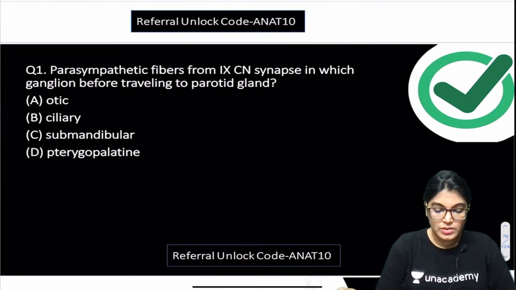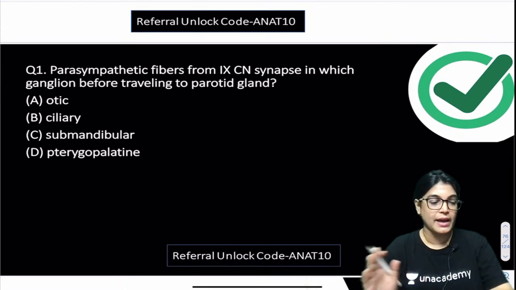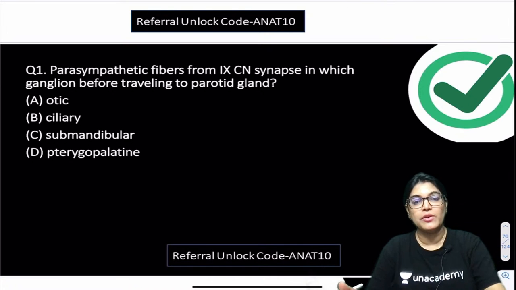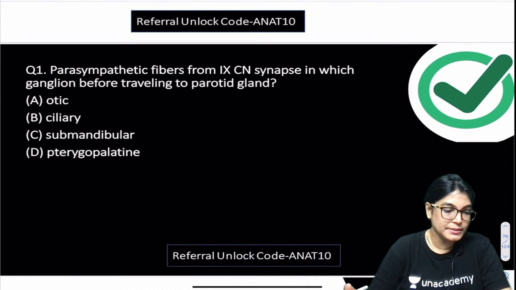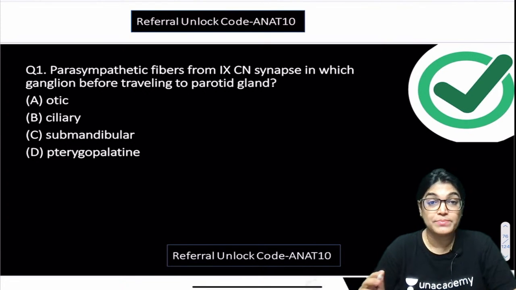Parasympathetic fibers from the 9th cranial nerve synapse in which ganglion before traveling to the parotid gland? Four options are there: otic ganglion, ciliary ganglion, submandibular ganglion, or pterygopalatine ganglion. So what is your answer, everyone? Mark the correct answer, and then I will come up with the explanation of this MCQ. A, B, C and D. Please mark your answer.